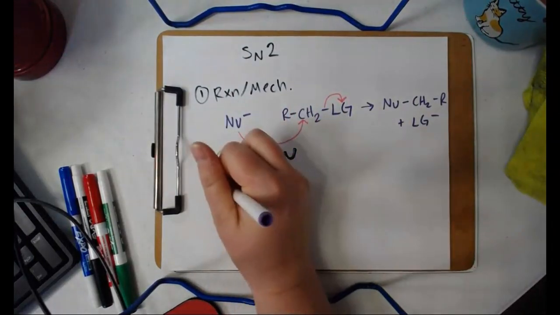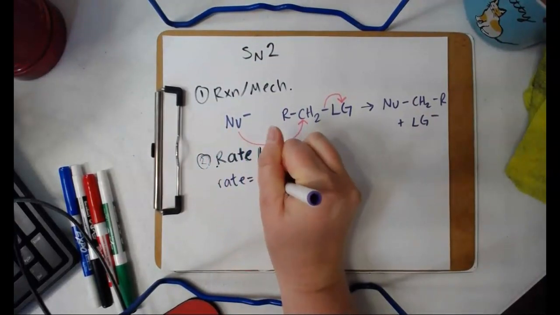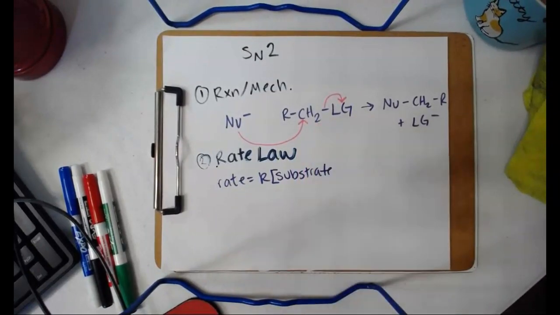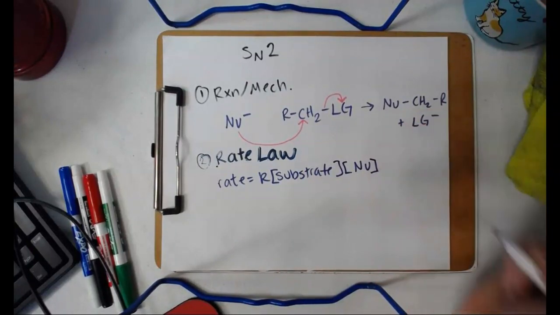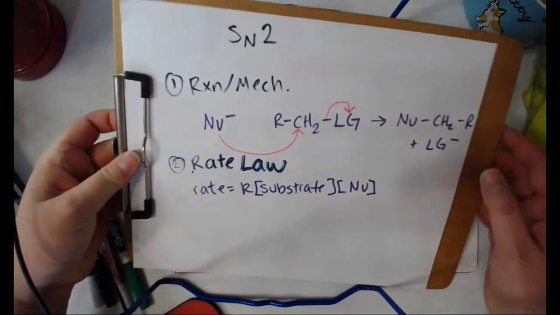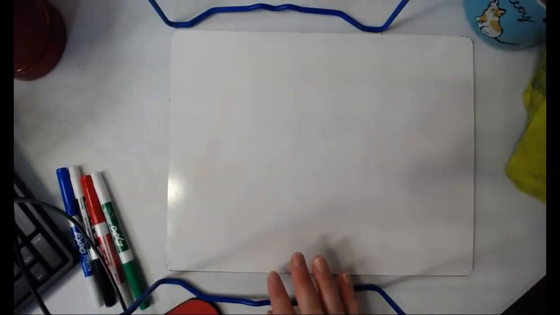And so my rate law, rate equals k, substrate, nucleophile. I'm going to do a practice problem with this as well. So I'll bring this back and we'll add to it as we go through the chapter. But we're going to do a little practice problem to make sure that we understand how this affects our reaction.